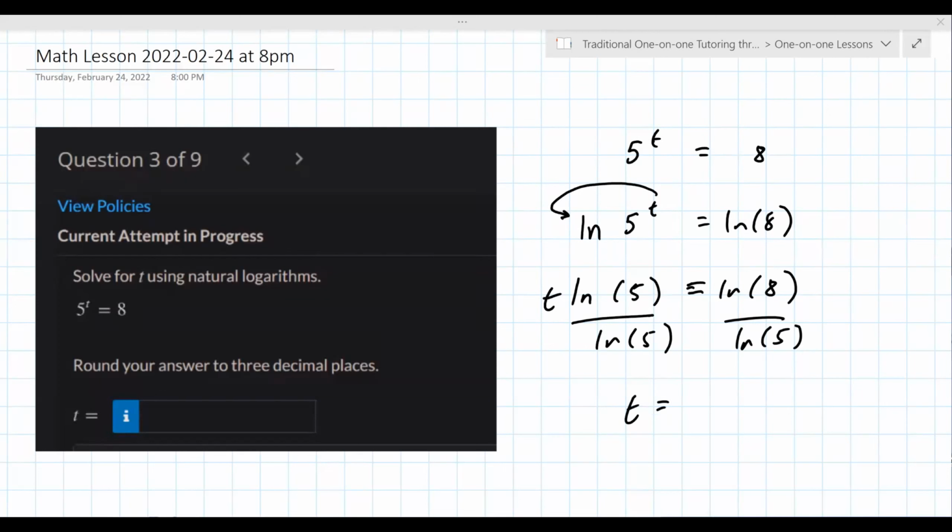Let me get my calculator out so I can follow along. Let me grab my calculator also, just in case we need to compare answers. Log of 8 over log of 5, I get 1.292, divided by natural log of 5. Yeah, I get 1.29. Perfect. Three decimal places, so 1.292. That doesn't need to change. Correct.